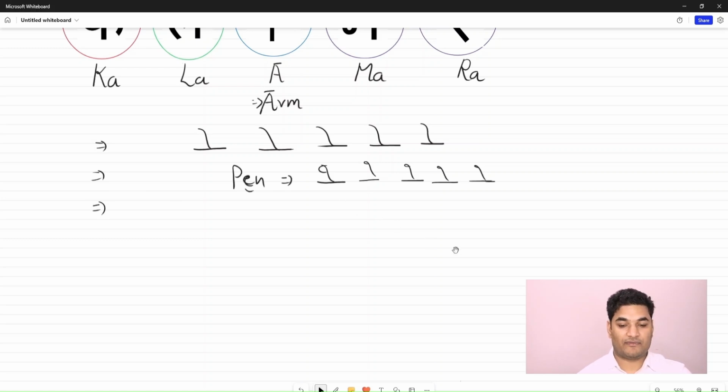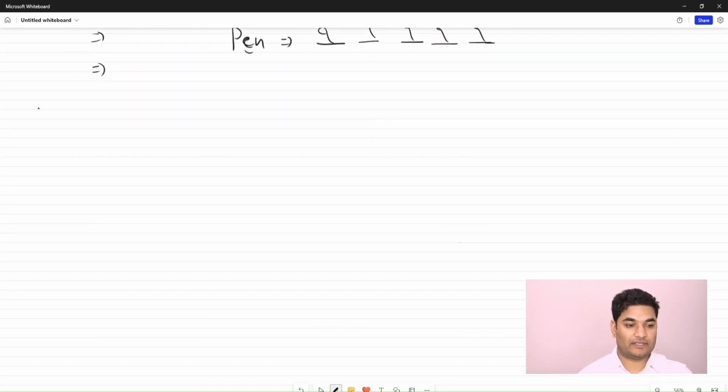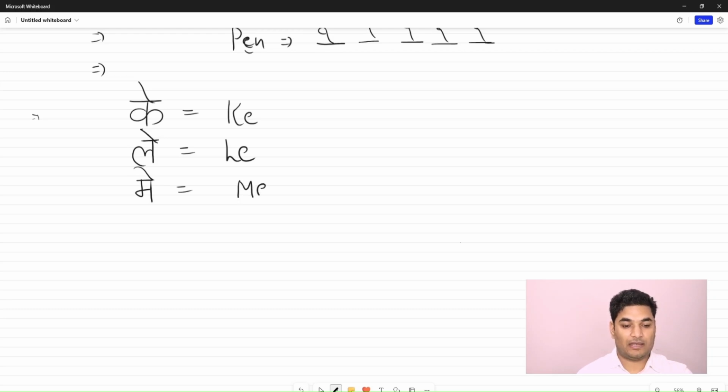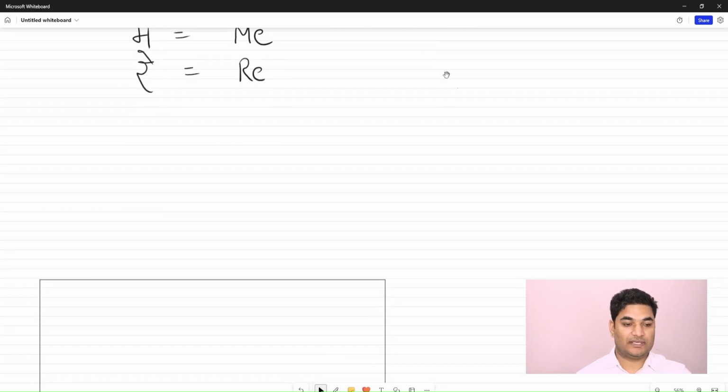Now, can we make a few combinations with this matra? If I put K with A matra, it will become Ke. If I put L with A matra, it will become Le. If I put M with A matra, it will become Me. If I put R with A matra, it will become Re. Now let's make a few words.